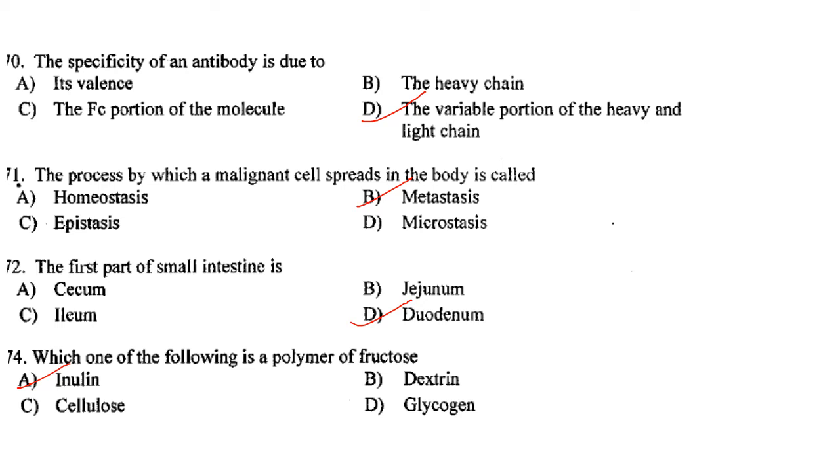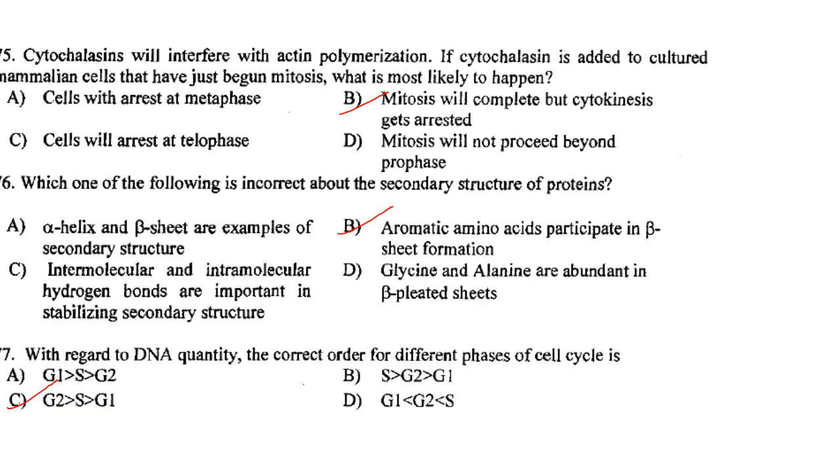Which one of the following is a polymer of fructose? It is inulin. Inulin is a polymer of fructose. Answer is option A. Then, cytochalasins will interfere with actin polymerization. If cytochalasin is added to cultured mammalian cells that have just begun mitosis, what is most likely to happen?